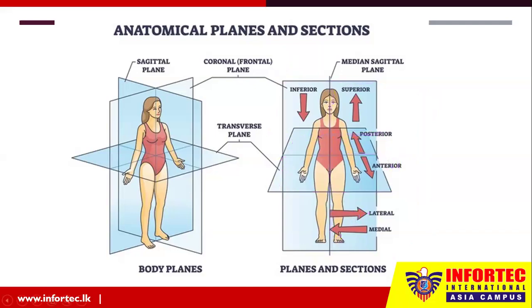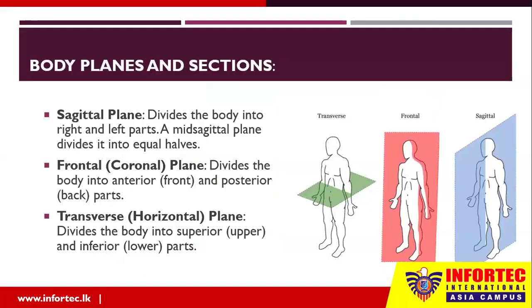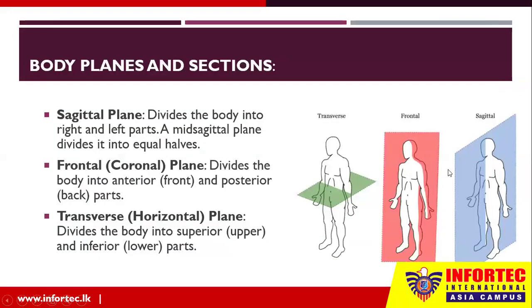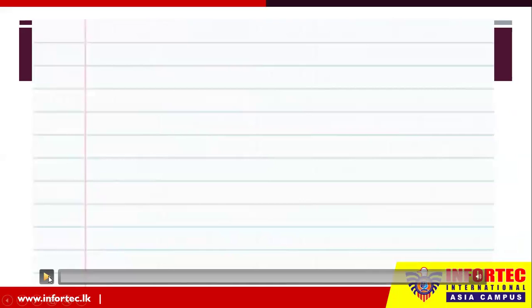Body planes and the sections, right? So this is the summary. The sagittal plane divides our body into right and left parts. A mid-sagittal plane divides it into equal halves. The frontal or coronal plane divides the body into anterior and posterior parts. The transverse plane divides our body into superior and inferior parts, right? So now please go through this video.